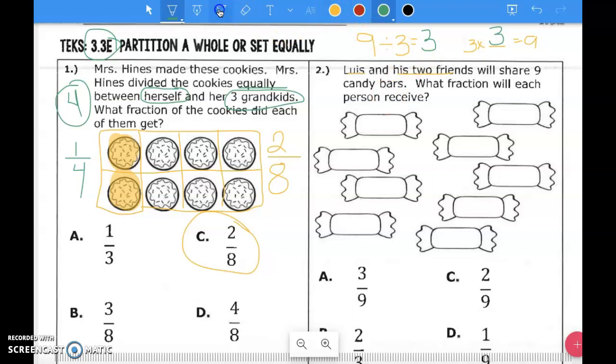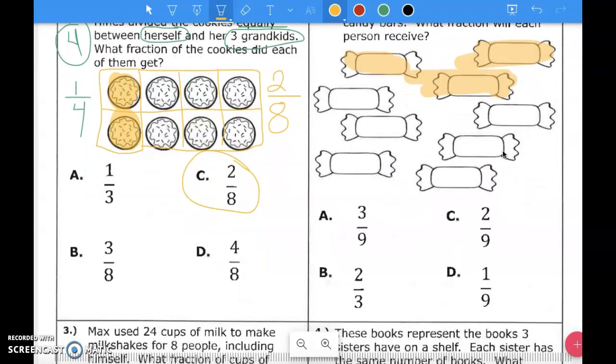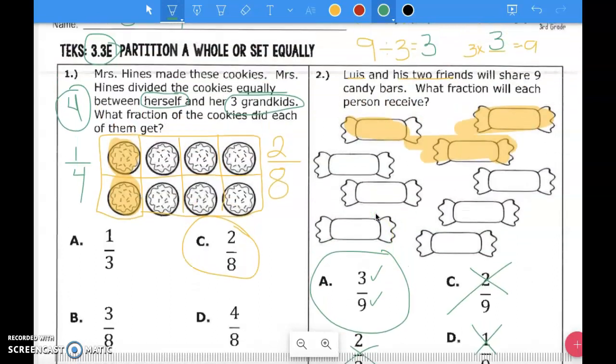Okay, I'm gonna highlight those. Each person will receive 3 candies. 1, 2, 3. Excellent. So each person will receive 3 candies out of 9. This is my fraction. Okay? They're not going to receive 2, and they're not going to receive 1 candy. They're going to receive 3 candies out of 9.